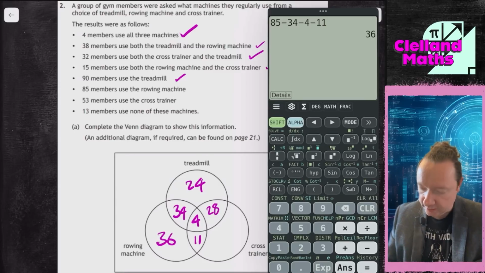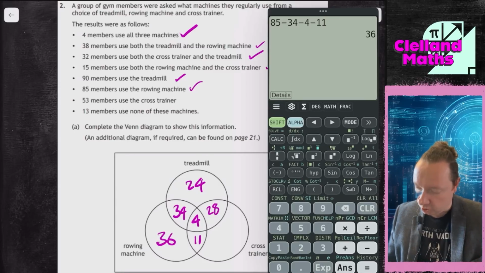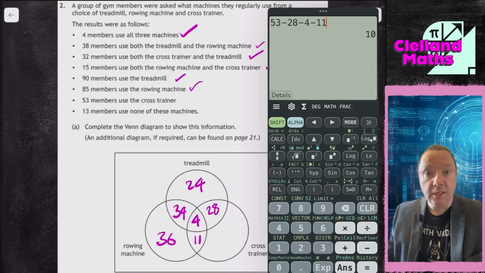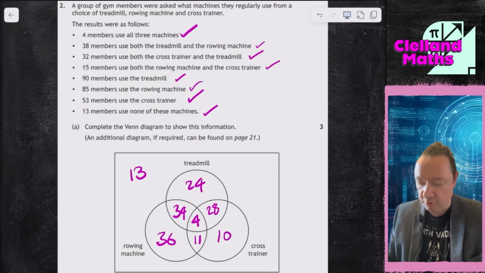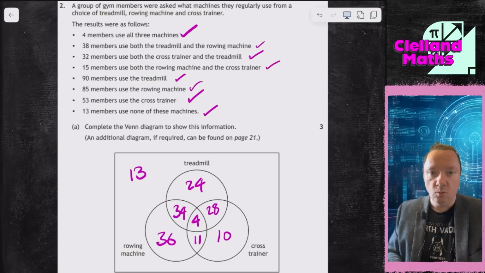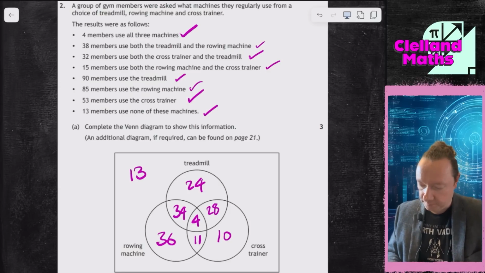And then finally, 53 use the cross trainer. So it's 53 minus all of these numbers, 28, 4 and 11, which gives me 10. A number that sometimes people forget to do is, well, none. 13 use none. We can either get that from the question, or if it gives us a total, we can take away all the numbers to get it. Complete the Venn diagram. We're done there.